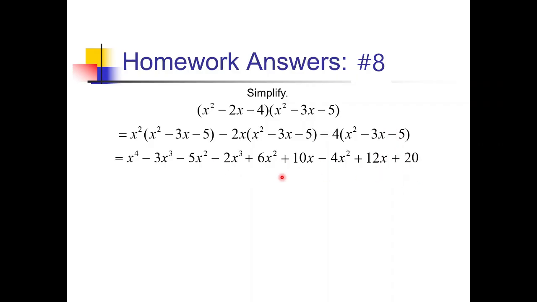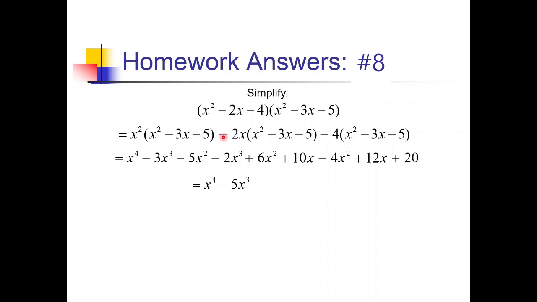All right, time to go through and combine like terms. There's only one of these x to the 4ths, so I'm just going to rewrite that. We have, let's see, a negative 3x cubed and a negative 2x cubed, and that's it. So that adds up to negative 5x cubed.